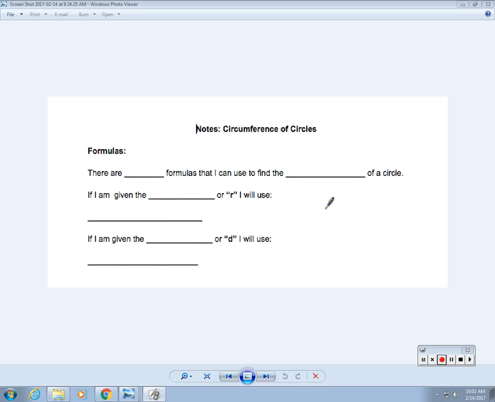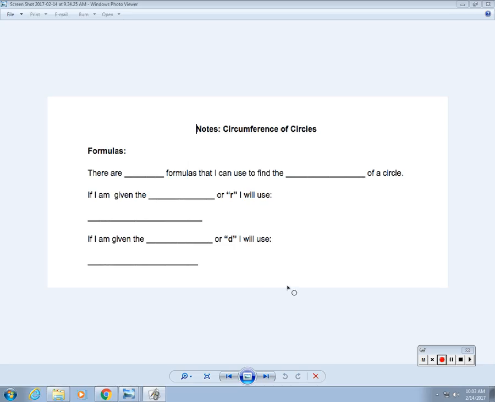That's a nice circle. Another nice circle. And what would this represent? What part of the circle? It is our radius. The radius just goes through the middle to the side. It doesn't go all the way. What goes all the way through from side to side? The diameter. If I am given the diameter, or d, I will use C equals pi times d. So these are the two things. Those are the only two.